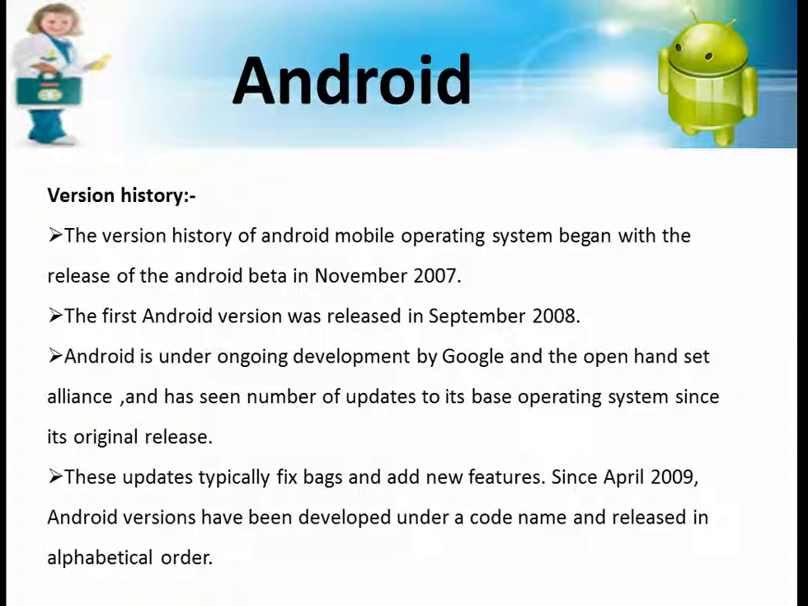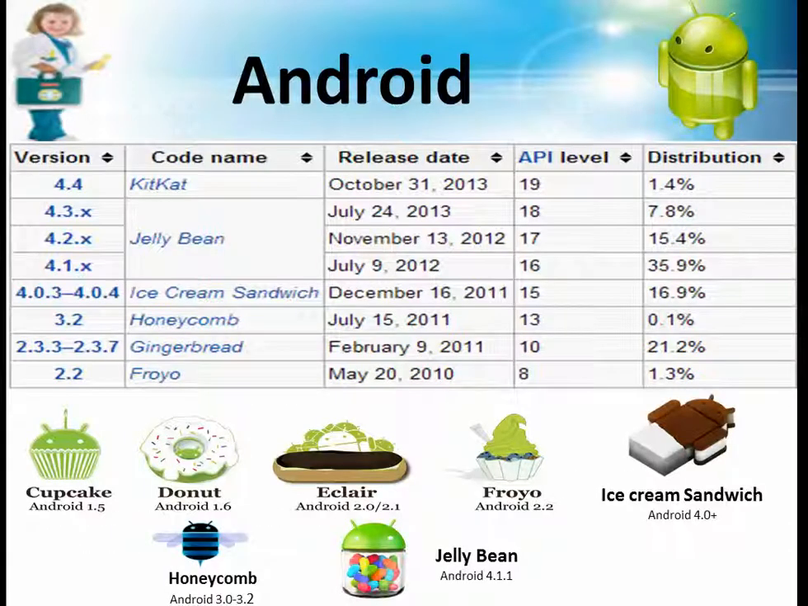Since April 2009, Android versions have been developed under code names and released in alphabetical order. These are some of the versions. I'll start from C for Cupcake, D for Donut, E for Eclair, F for Froyo, I for Ice Cream Sandwich, H for Honeycomb, J for Jelly Bean, and K for Kit Kat, the last version over here. So we can easily see all those things.